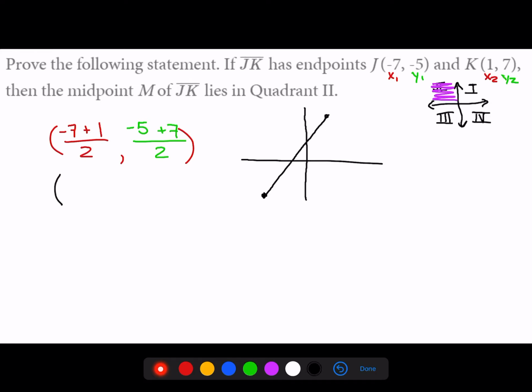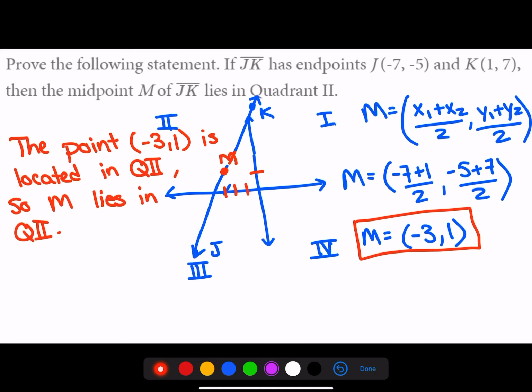I work out this answer. -7 plus 1 is -6, divided by 2 is -3. And -5 plus 7 is +2. +2 divided by 2 is +1. So our point is -3, 1, somewhere right in here. Now, is that in quadrant 2? Yes. So we can say yes, the point -3, 1 is located in quadrant 2, so M, the midpoint, lies in quadrant 2. And here's a little bit better of a drawing of it.